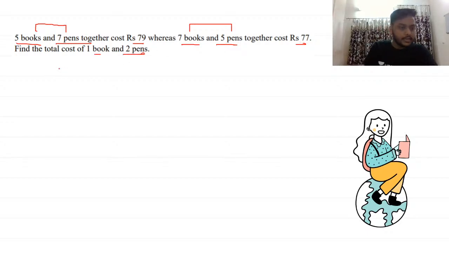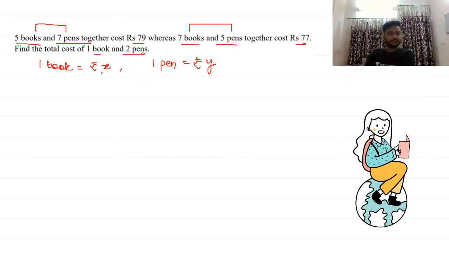Let's do it. Again, I will assume that the cost of 1 book is rupees x, and I will assume that the cost of 1 pen is rupees y. Am I clear with this, guys? Makes sense? Now I will be moving forward.